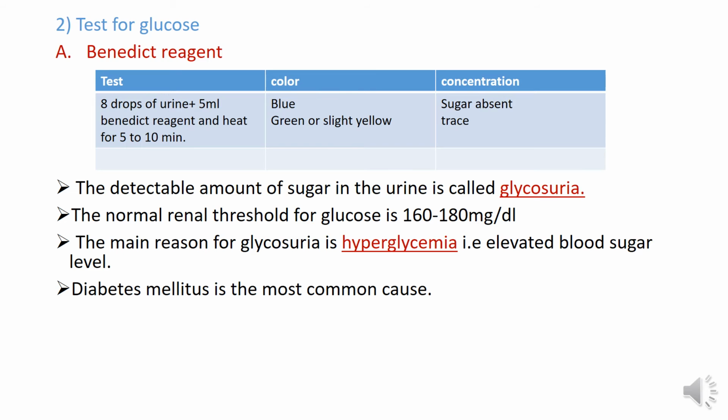A detectable amount of sugar in the urine is called glycosuria. The normal renal threshold for glucose is 160 to 180 mg per dl. The main reason for glycosuria is hyperglycemia. Hyper means high. Hyperglycemia is an elevated blood sugar level. Diabetes mellitus is the most common cause of increased glucose and blood sugar level.